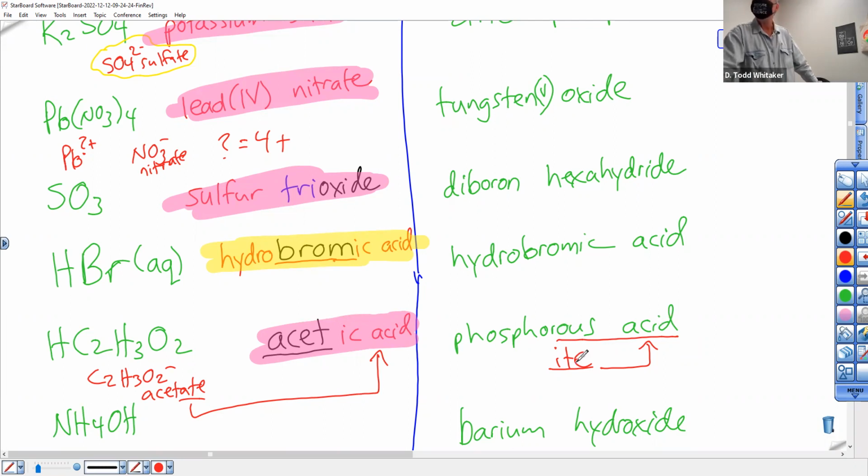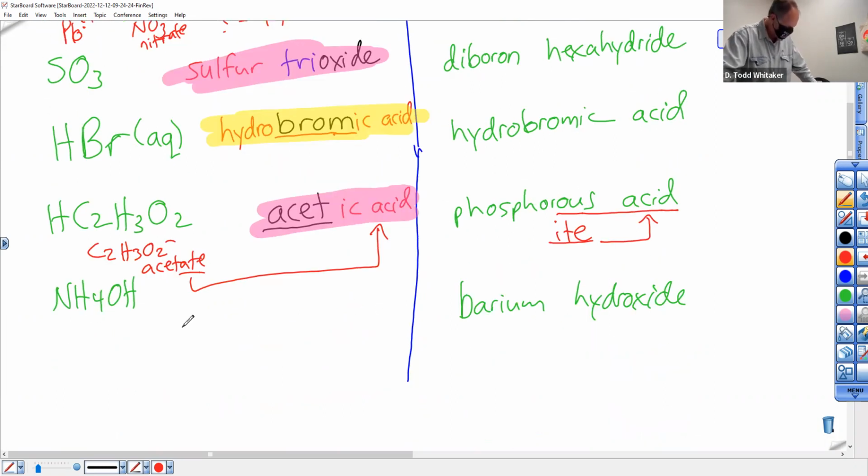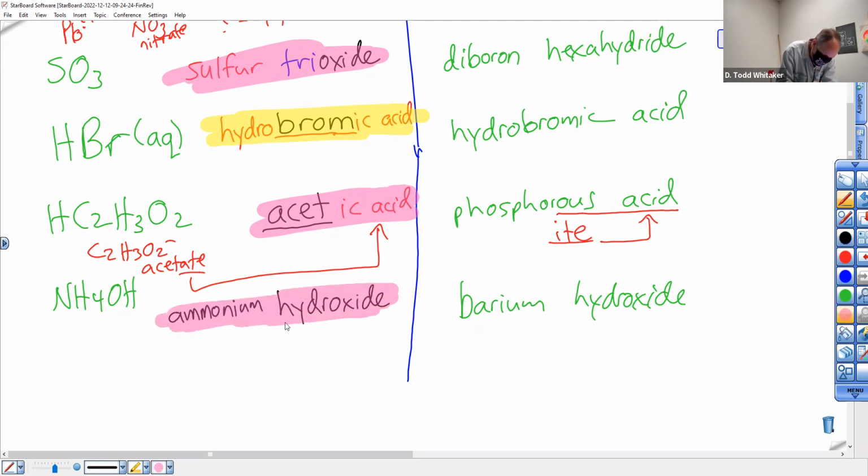Attic-itis. Naming disease. This is just a polyatomic ion question, but it happens to be a base. How do I know it's a base? It's got hydroxide in it. So it ends with hydroxide. And the NH4 ion is what? Yeah. Ammonium hydroxide. There's our only polyatomic, our ionic molecule. Only ionic molecule without a metal.